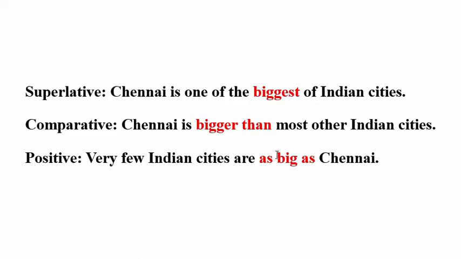But here, the adjective used is big. That is the positive degree of comparison. So, very few Indian cities are as big as Chennai, which means that Chennai is one of the biggest of Indian cities. The meaning is not changed, but yet the sentence pattern has changed using the different degrees of comparison. So, these are the things you'll have to understand while discussing the topic transformation of sentences.